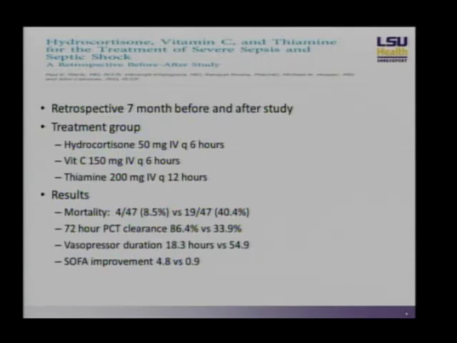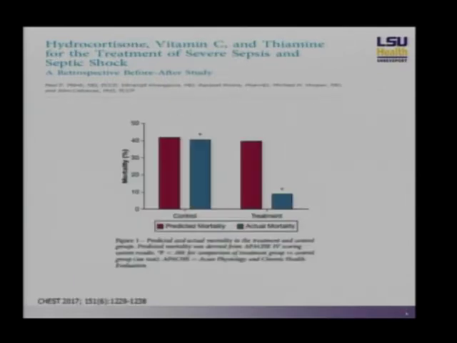Not really. But what they looked at was septic shock patients, and they looked at 7 months before and after the study. The treatment group was randomized to get hydrocortisone 50 Q6, vitamin C 150 Q6, and then thiamine 200 Q12 versus the placebo group, which got none of this stuff. And what they found was a significant decrease in mortality, a significant improvement in procalcitonin, a decrease in vasopressors and a decrease in your SOFA score. That's great. Everybody just jumps on the bandwagon.